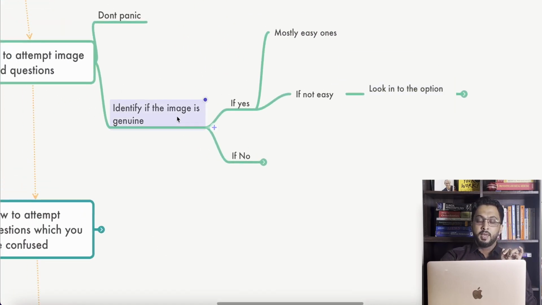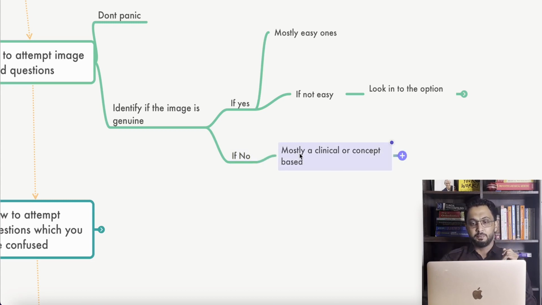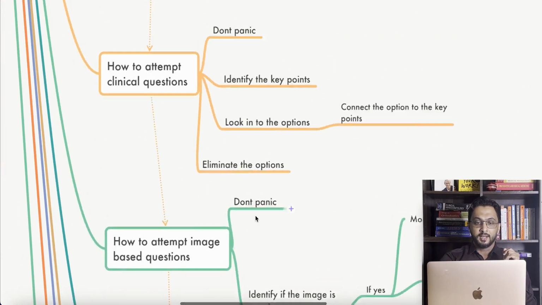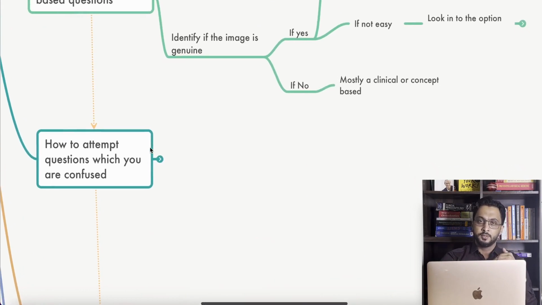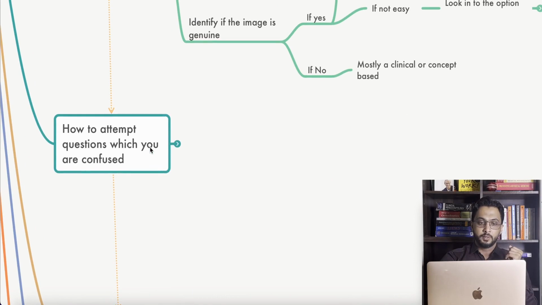Now, if the image is not genuine, like some histological picture, definitely you are not an oral pathologist to answer any question from a histological picture, isn't it? Most of the time the description is in the question. You will see some questions on salivary gland pathology with a very clear description, and they simply give you some histopathologic picture. In fact, you can even answer it. Mostly it's a clinical or concept-based question. Then go back to the same rule: identify the key points, connect with the options. Retrograde analysis will come to that.